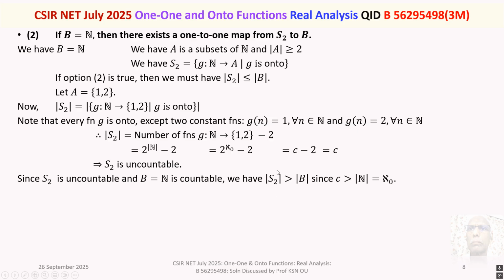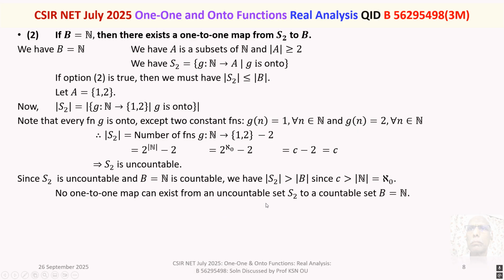So, what happened? The cardinality of S2 is strictly greater than the cardinality of B. But if at all there is a one-to-one map from S2 to B, the cardinality of S2 must be less than or equal to the cardinality of B. But we got the cardinality of S2 greater than the cardinality of B. Therefore, no one-to-one map can exist from an uncountable set S2 to a countable set B equal to N. So, from S2 to B, there won't be any one-to-one map. So, this tells you option 2 is not true.